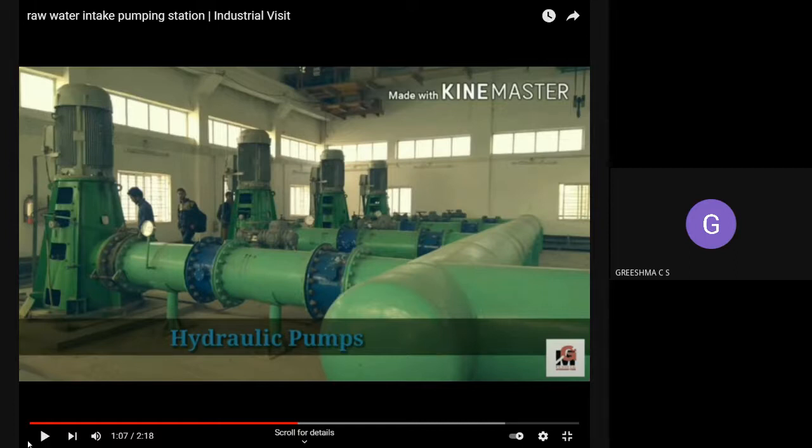You can see that in the pump house there will be a large pipe like this. These are hydraulic pumps. Water will be passed through these pumps. This is the inside picture of a pumping station, just to help you understand how big the machines and the pumps are.